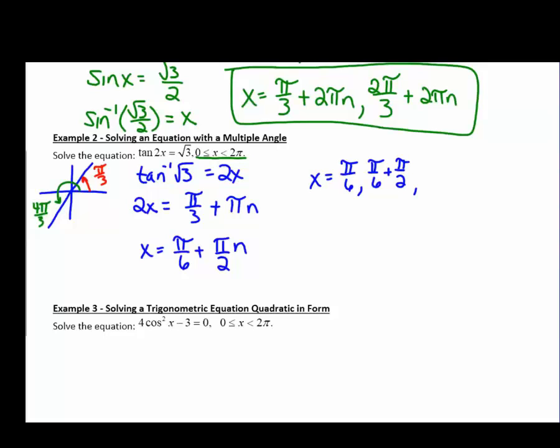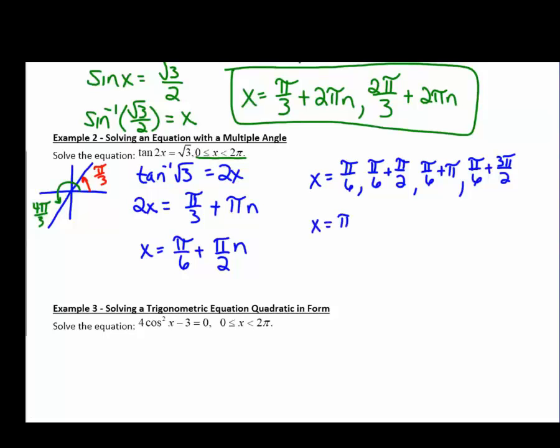When I plug in 2 for n, I get pi over 6 plus pi, because 2 pi over 2 is just pi. And when I plug in 3 for n, I get pi over 6 plus 3 pi over 2. So now we're going to simplify these.